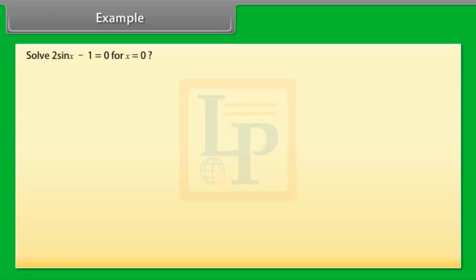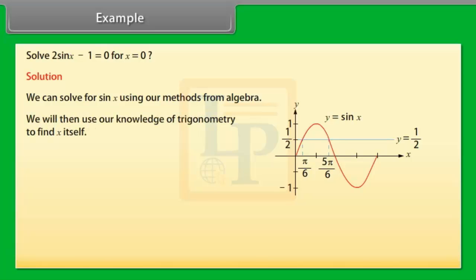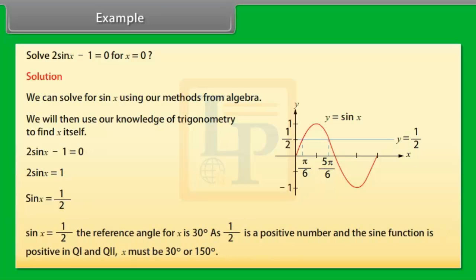Example: solve 2 sin x minus 1 is equal to 0. Solution: we can solve for sin x using our methods from algebra. We will then use our knowledge of trigonometry to find x itself. 2 sin x minus 1 is equal to 0. 2 sin x is equal to 1. Sin x is equal to 1 by 2. The reference angle for x is 30 degrees, as 1 by 2 is a positive number and the sine function is positive in quadrant 1 and quadrant 2. X must be 30 or 150 degrees.